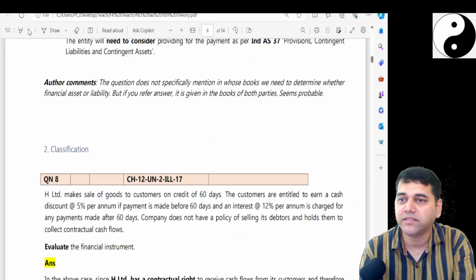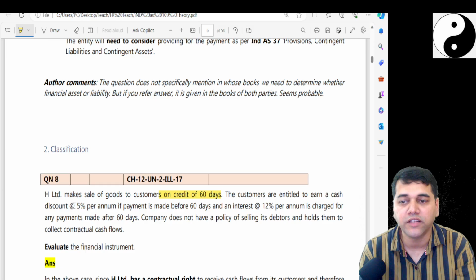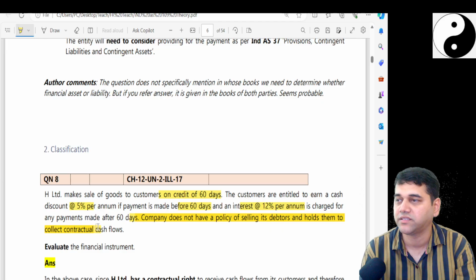H Limited sells goods to a customer with 60 days credit. The customer is entitled to a discount of 5% if payment is made before 60 days. Interest of 12% is charged on payment after 60 days.